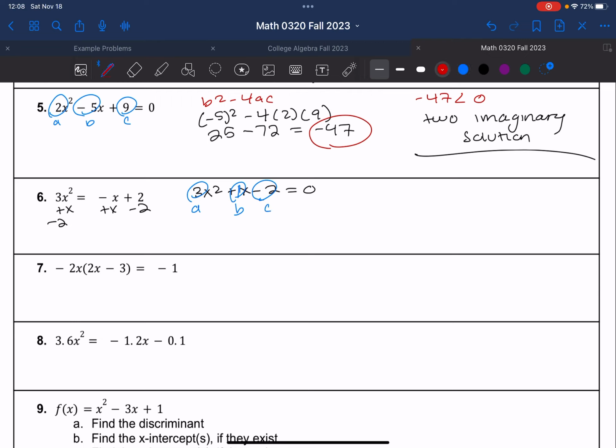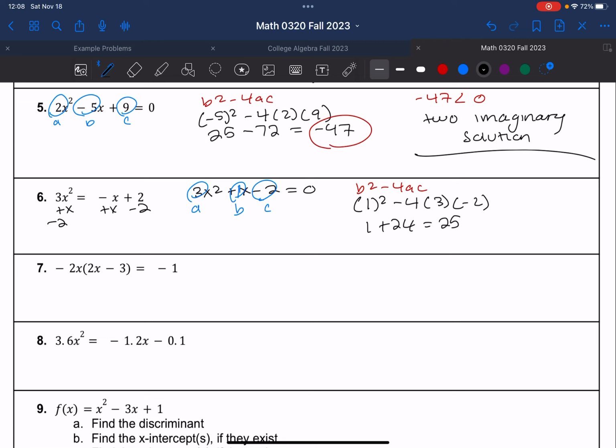And then my equation, b squared minus 4ac. I plug everything in. So b squared, so that's 1 squared, minus 4 times a, which is 3, times c, which is negative 2. So 1 squared is 1. And negative 4 times 3 times negative 2 is a positive 24. So I get 25. Okay.